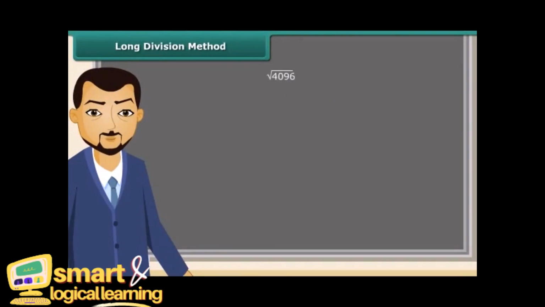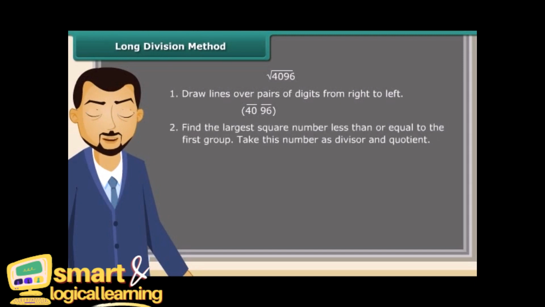For large numbers, the prime factorization method of finding square root becomes difficult. So we use long division method. Let us look at the steps. First of all, draw lines over pairs of digits from right to left. Next, find the largest square number less than or equal to the first group, that is 40. Since 36 is less than 40, so we take 6 as the divisor and 6 as the quotient. Now subtract 36 from 39.